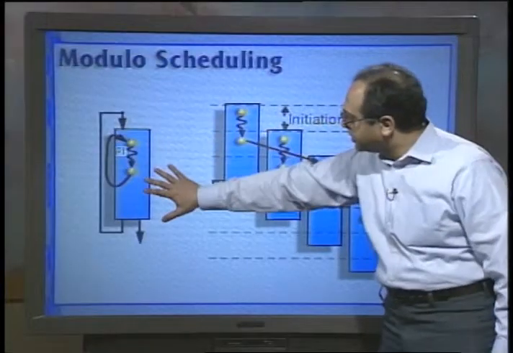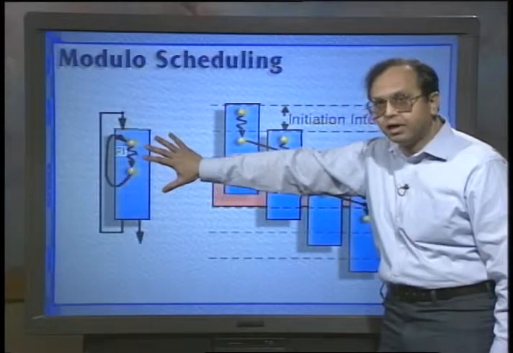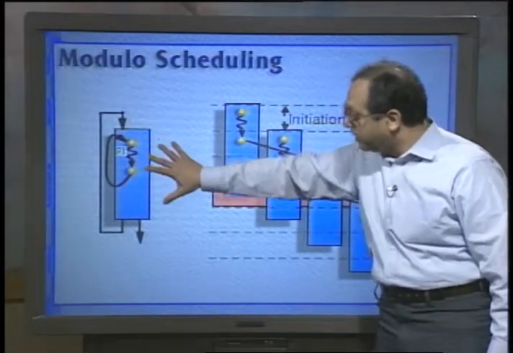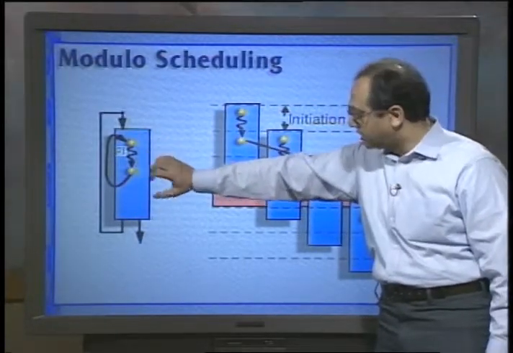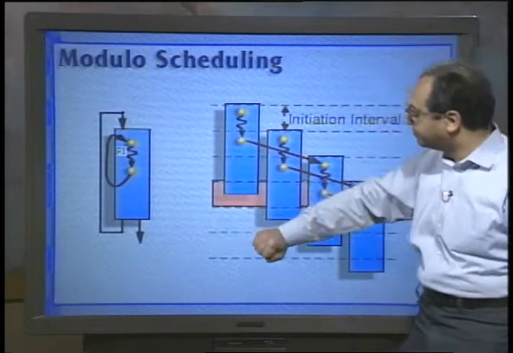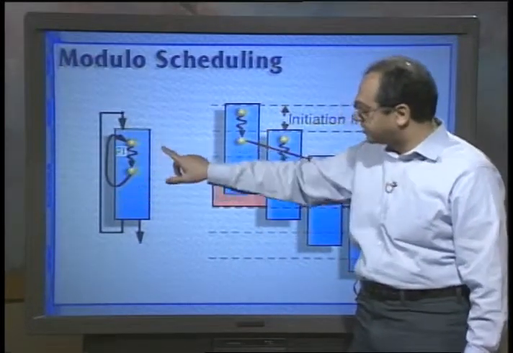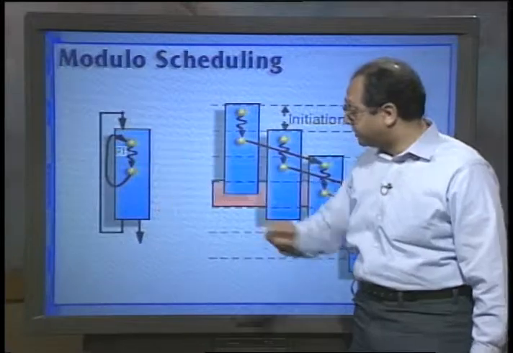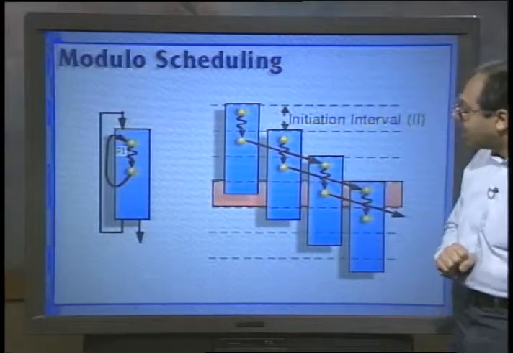Now, in the previous 2 cases, we were considering acyclic code. And now I'll consider one example of a loop. What we have over here is either a single basic block, it could be an if-converted region, which now looks like a single basic block, or it could be a trace. For our purposes, from the scheduler's point of view, it is as if it were a single basic block.